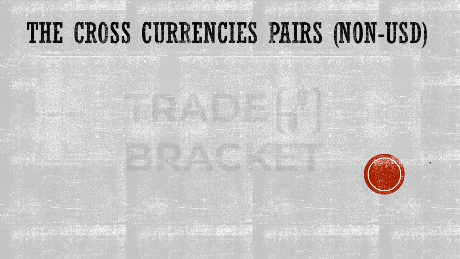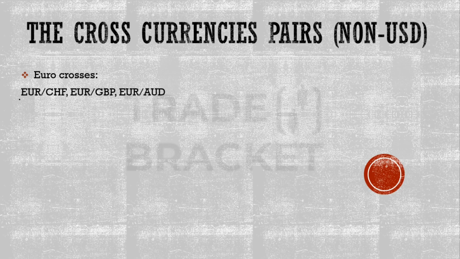The next category is the crosses. The crosses are just non-USD pairs, and you can have so many variations of crosses as you want. Starting off, let me give you an example of the euro crosses. We have the euro against the Swiss franc. We also have the euro against the Great British Pound. We also have the euro against the Australian dollar. What I want you to pay attention to is that the euro is the common denominator.